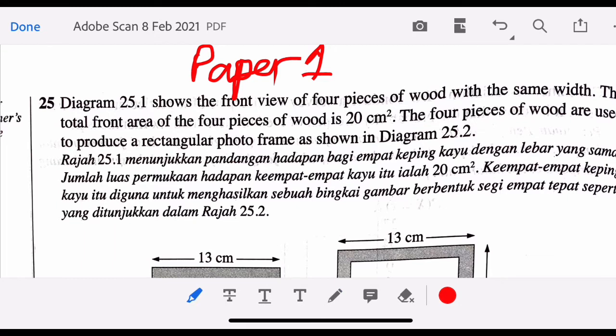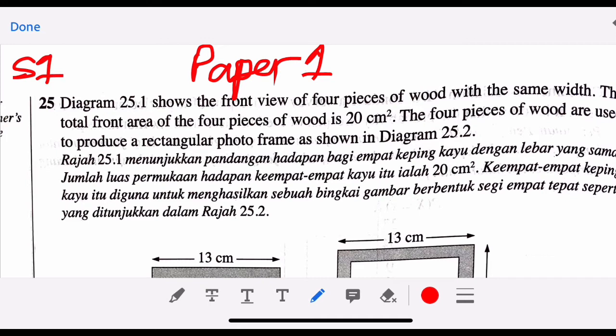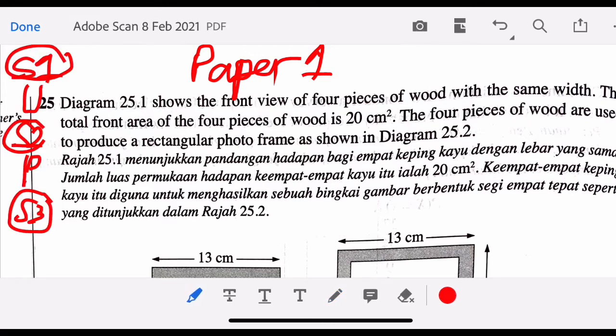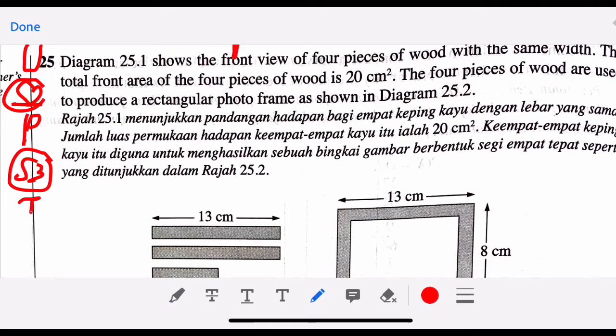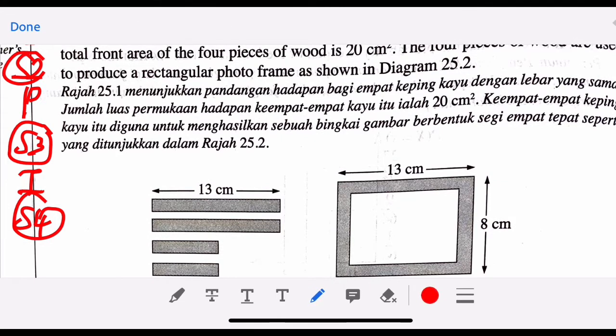The first step is to understand the question. Okay, so let's understand the question first. So step 1 is you must understand the question. U for understand. Then step 2 is planning, step 3 is I for implementing, and step 4 is checking your answer. So these are the 4 steps that you have to follow when you do a HOT question.